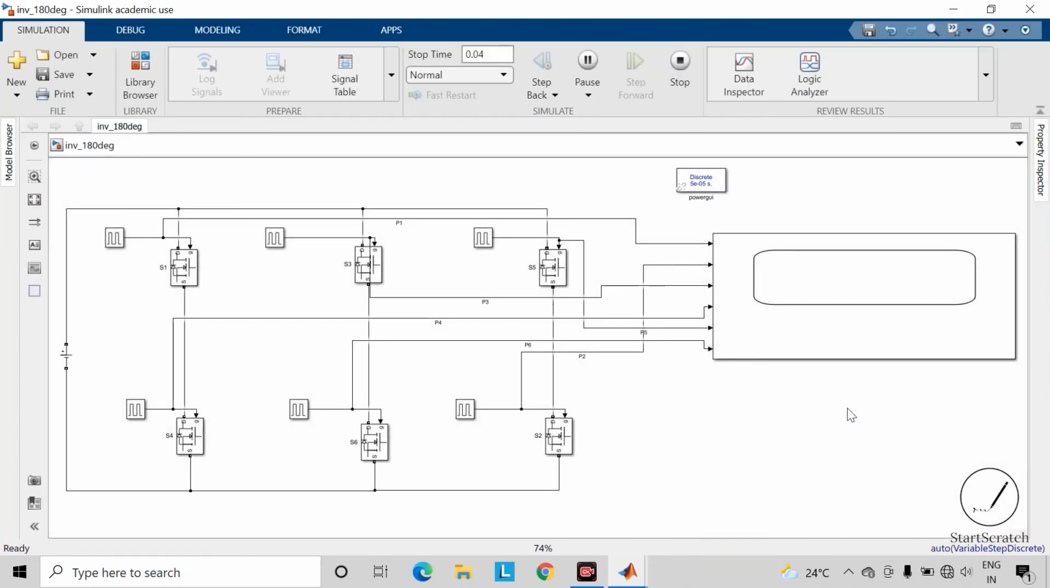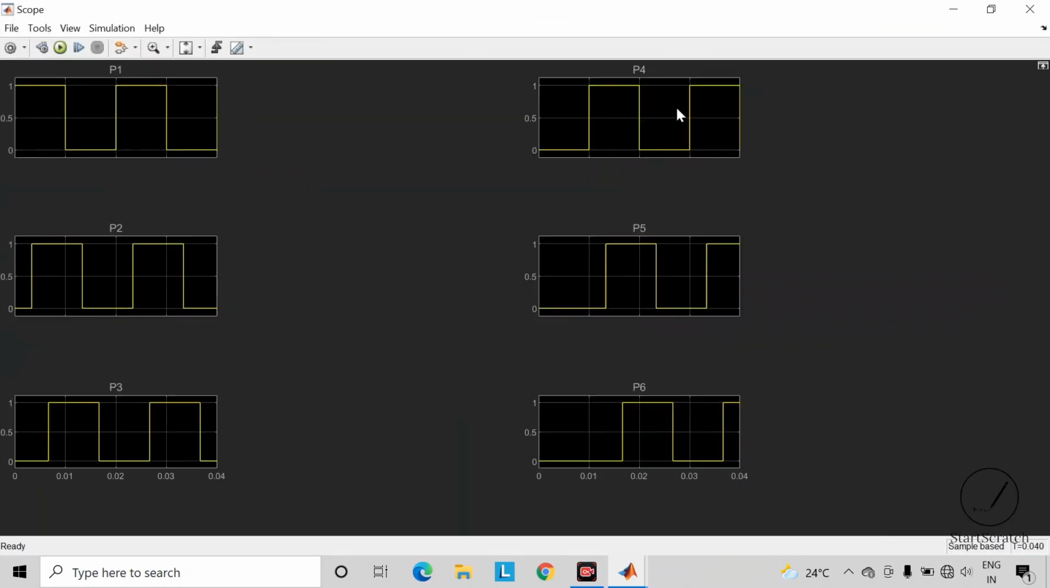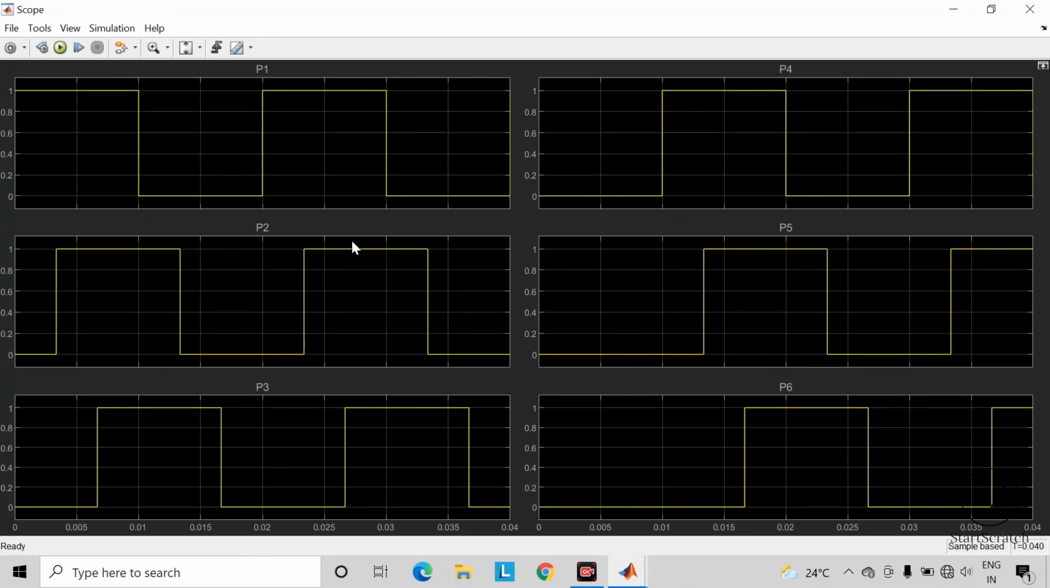Open the scope block. These pulses are applied to the first switch, the second is for the second switch, the third is for the third switch, and similarly for the other switches. The switches which are connected in series with each other cannot conduct at the same time, which you can verify from these pulses.